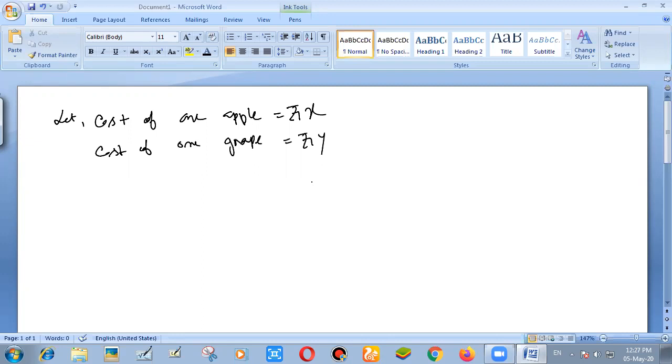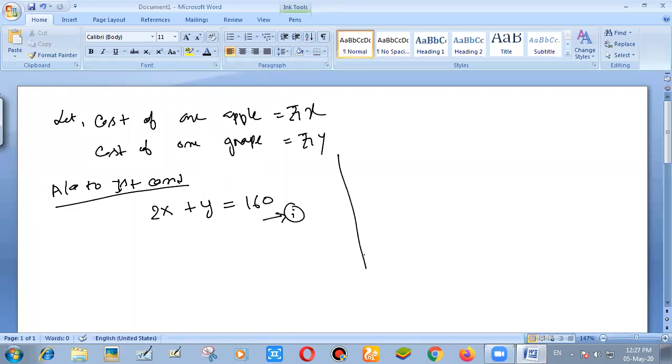2x plus 1y is 160. Yes, good. So I have to write down according to the first condition. According to the first condition, the first equation will be 2x plus y equal to 160. So it will be the first equation.